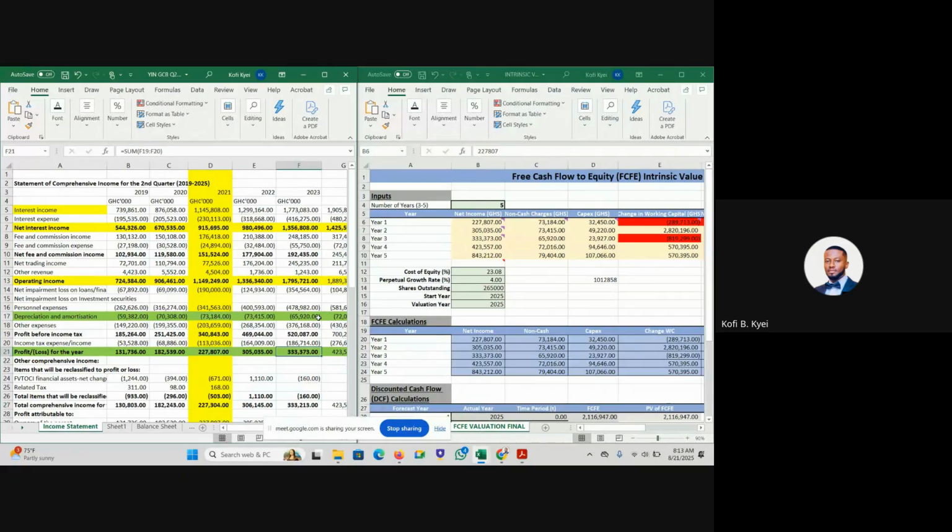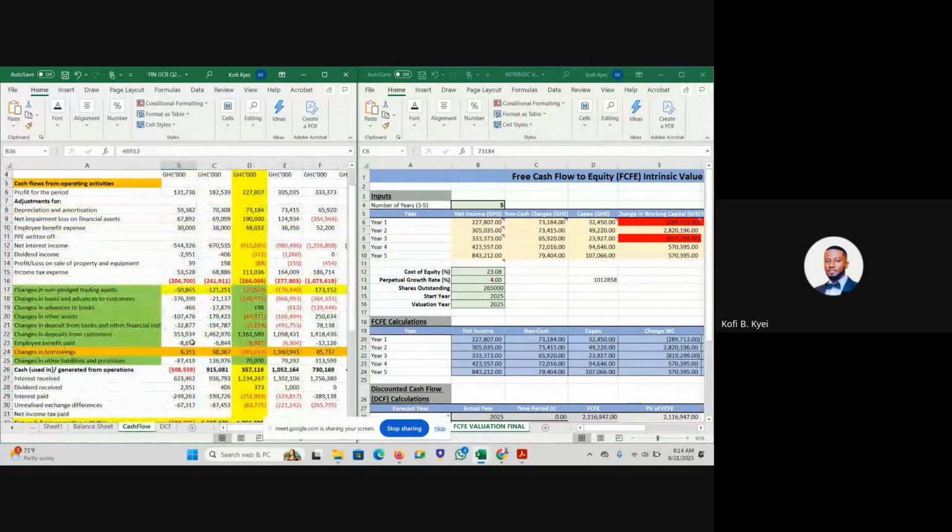Okay. Now, the non-cash charges. Where do you pick this one from? It's from the cash flow statement. The ones that you can easily pinpoint, for those ones you don't have any issue. There's no problem with them because it's just there. You just pick them as they are.